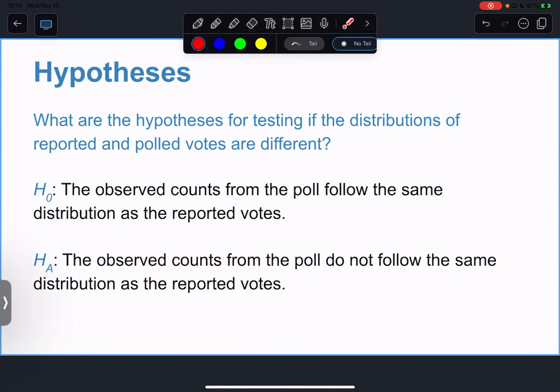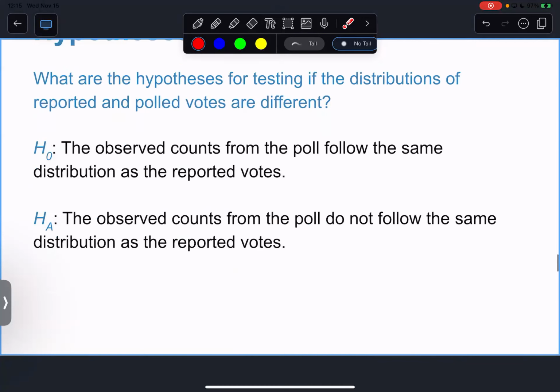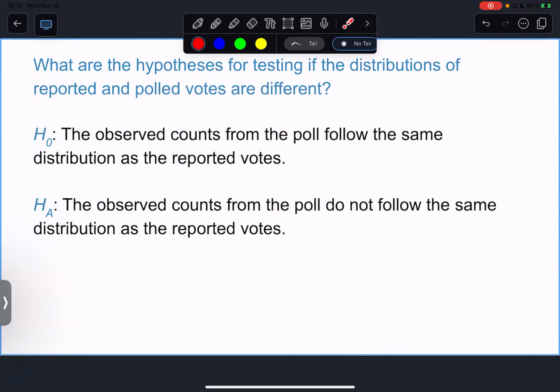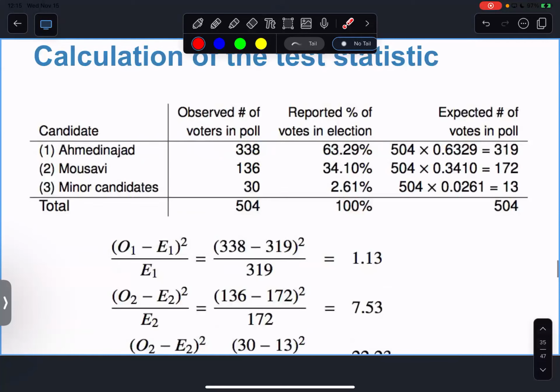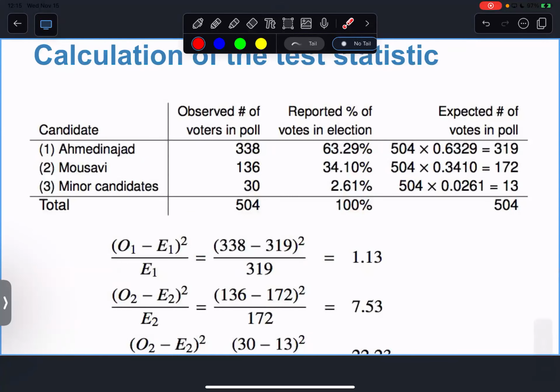Our null hypothesis is the same. The observed counts follow the same distribution as those reported votes, right? Follow the expected distribution. And then the alternative hypothesis is that they don't follow the same distribution as the expected or the reported votes. You have to do a little bit of work to find those expected values, right?